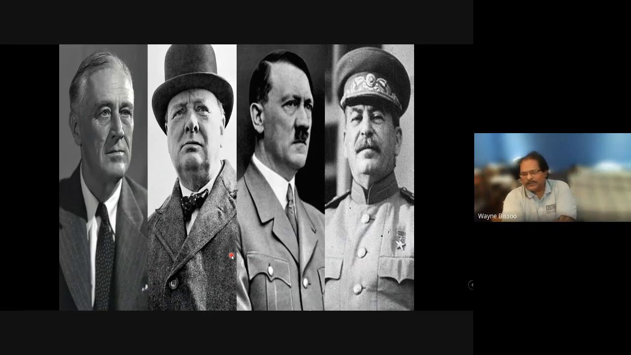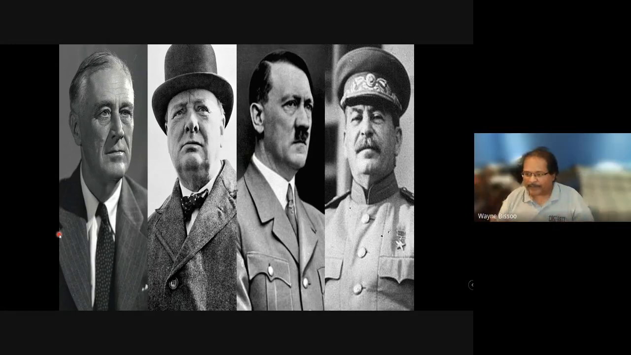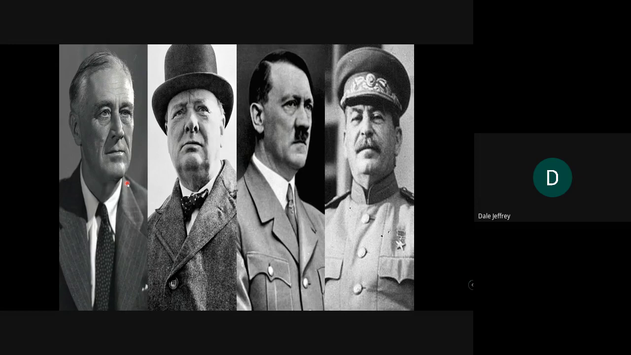Can anybody recognize who these guys are? You all should be familiar. Roosevelt, Stalin, Hitler, Churchill. Right. So what event are we looking at here that brought these men to prominence? World War II. Correct. World War II, in particular this individual here who was the focal point of that whole situation. So these guys rose to prominent international leadership due to the events that took place in World War II.